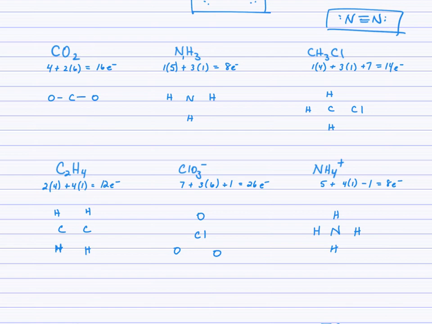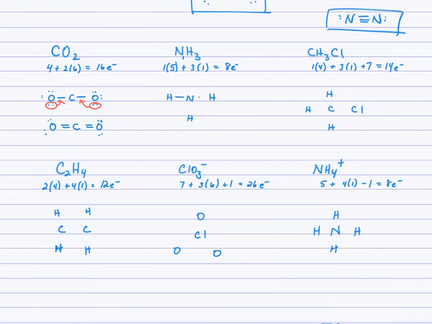So 2, 4, 6, 8, 10, 12, 14, 16. Both oxygens are stable, but the carbon is not, and so I'm going to reposition electrons, 2 from here and 2 from here, to maintain the symmetry. A lot of these molecules will have some symmetry to them, and there's our final answer for CO2.